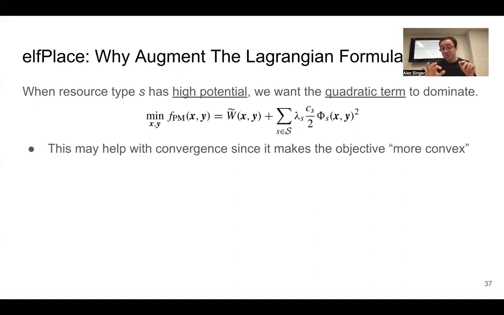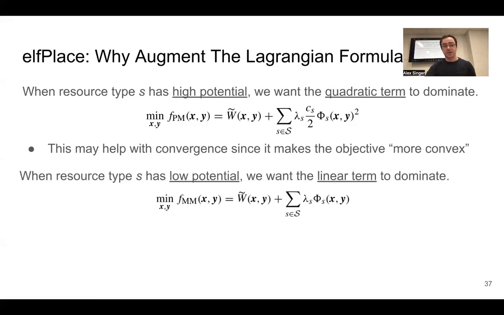Now, their argument for why to do this is that it will help with convergence. And I'm going to use the term they use. They say it helps with convergence because it makes the objective more convex. I don't particularly like the term "more convex" because convex is a property, but it's basically just saying that it makes the problem more convex-like, so it's easier to go down the gradient. So that's what happens when there's high potential.